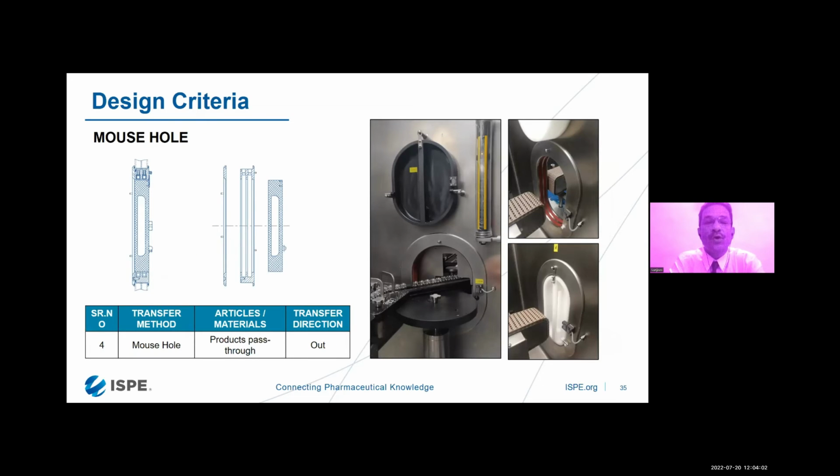This is going to be the design for the mouse holes that you are going to have. This is again, as I was saying, for the vial filling line: after the filling, the vials get transferred to another zone, maybe a lyophilizer chamber. So there will be a conveyor, and an isolator chamber on top of that. Between these two isolator chambers, there will be a mouse hole.